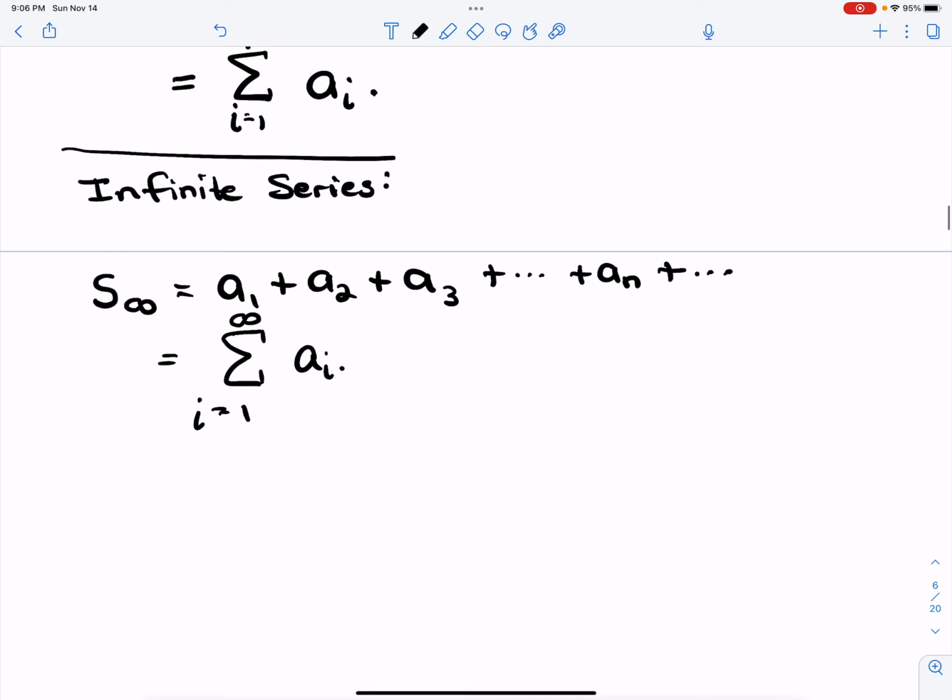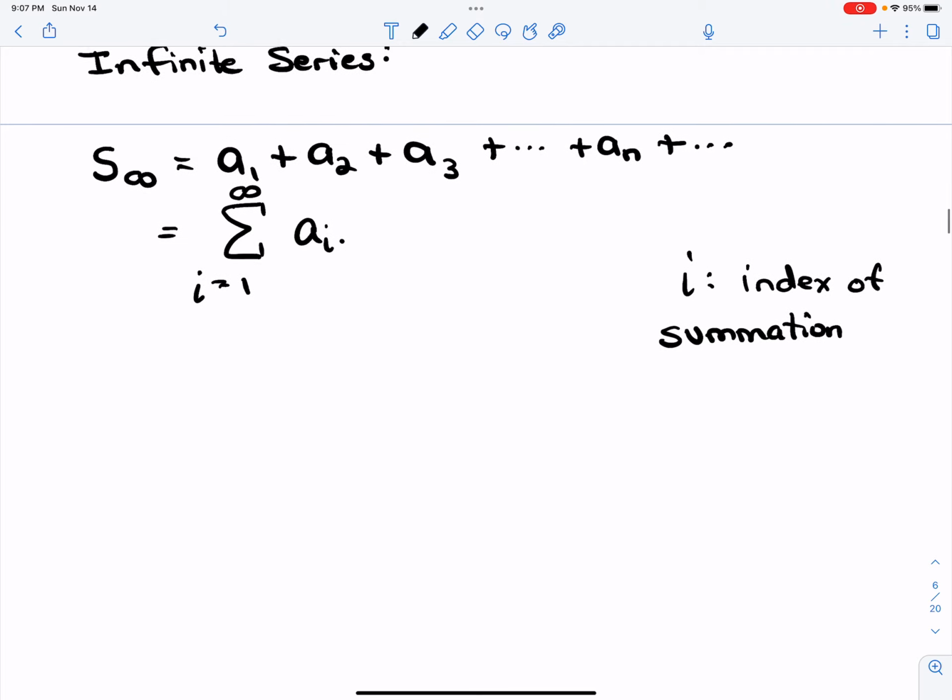That little letter i is the index, called the index of summation. So again, that's not i like imaginary, that's just a little index. If plural, indices. Okay, so how would we see this in practice?